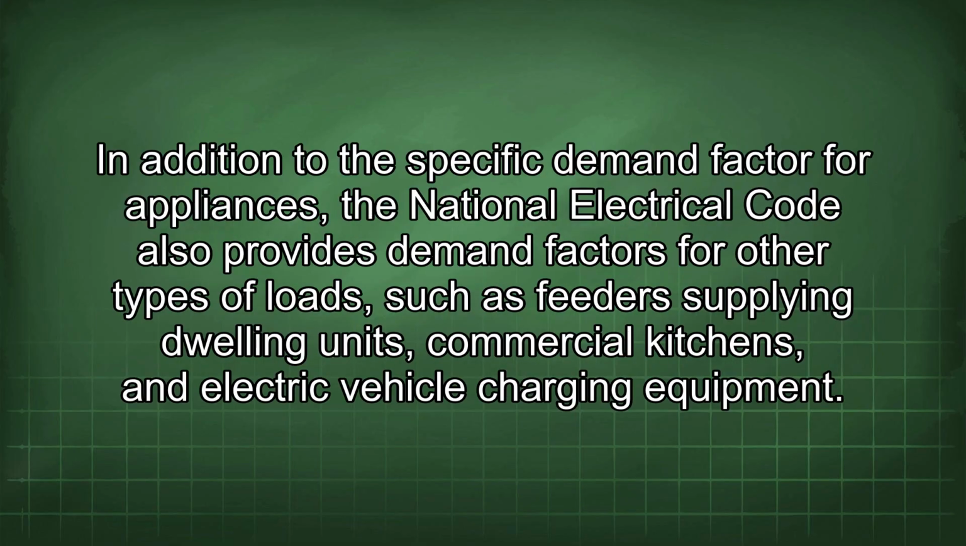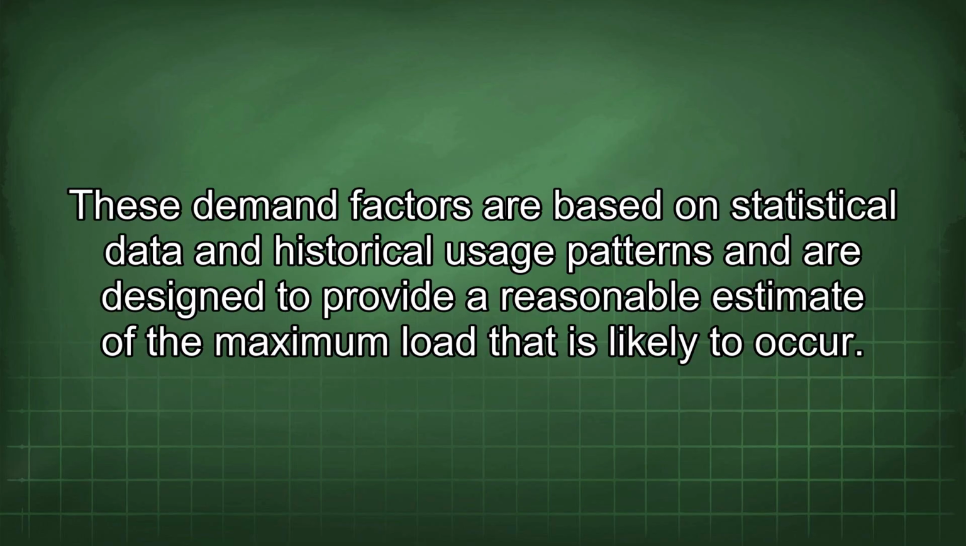In addition to the specific demand factor for appliances, the National Electrical Code also provides demand factors for other types of loads, such as feeders supplying dwelling units, commercial kitchens, and electric vehicle charging equipment. These demand factors are based on statistical data and historical usage patterns and are designed to provide a reasonable estimate of the maximum load that is likely to occur.